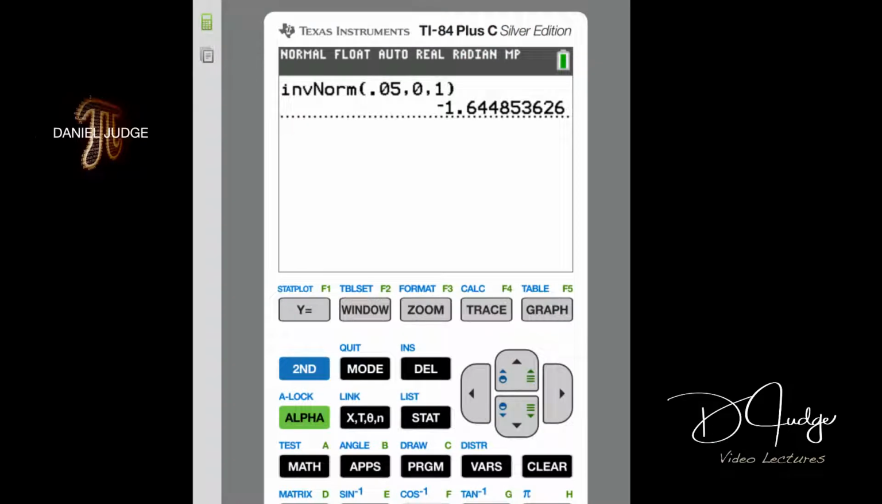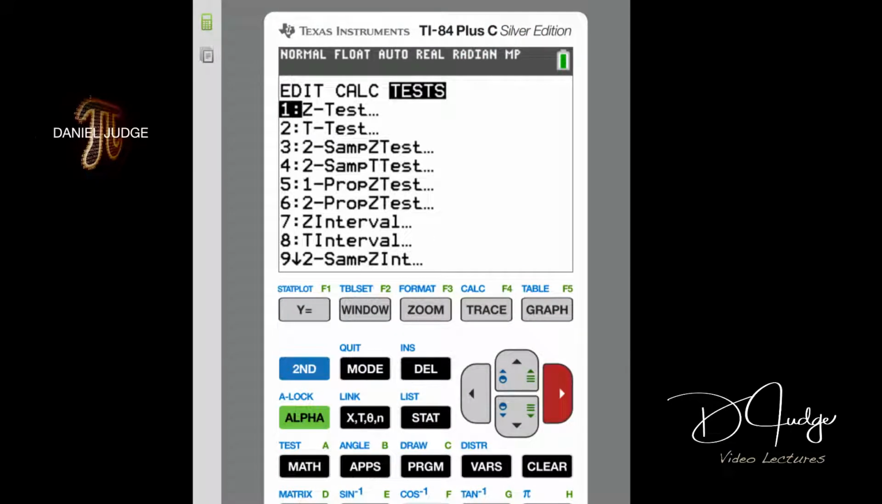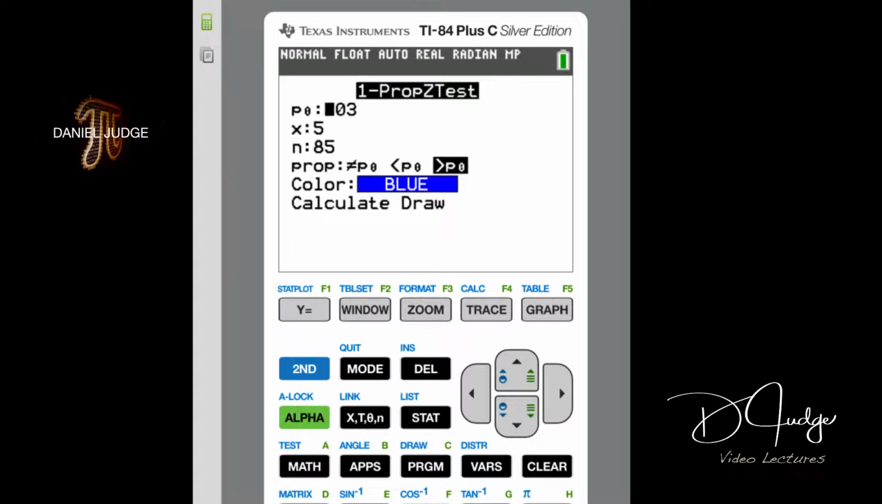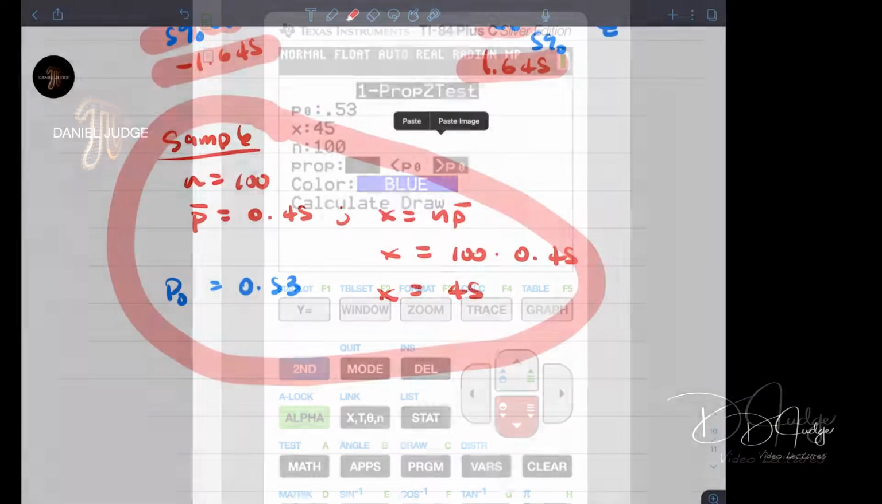Okay, so we go to stat, test, one proportion z-test. And you go, all right, P naught, 0.53. The successes we have is 45, and the sample size was 100. Now remember, this was a two-tailed test. Double check.